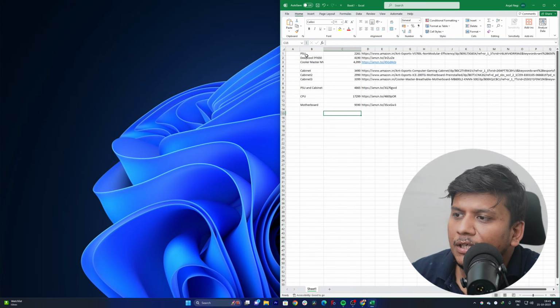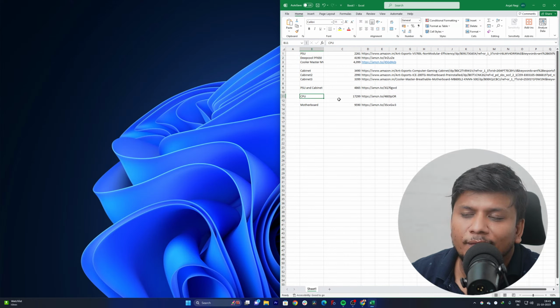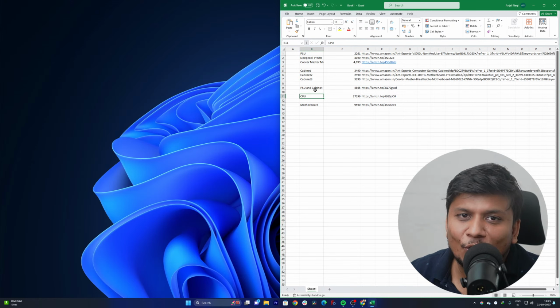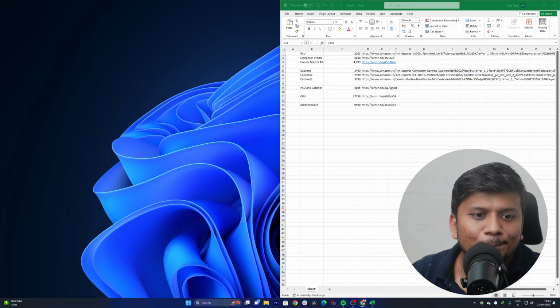Okay, so PSU we have finalized, cabinet we have finalized, then CPU we have finalized, motherboard we have finalized. And if you are looking for a fan, then I would say that the stock fan works really well. You do not need to buy a separate fan. So that's again a cost saving. We do not need to go with a separate fan.